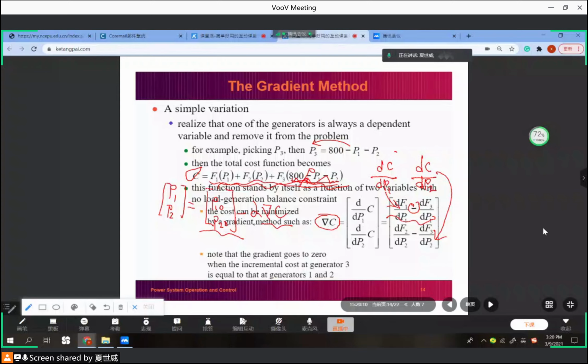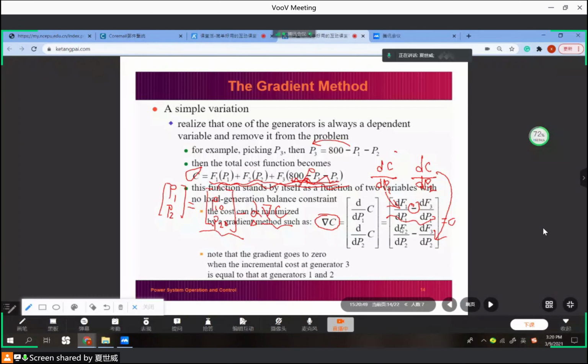We give a constant scalar for this. We give an initial value for p1_0 and p2_0, and we can update p1 and p2. Based on this, we can also find that when the gradient goes to 0, the first order derivative of C equals 0. That means the first order derivative of f1 over p1 equals that of f3 over p1.